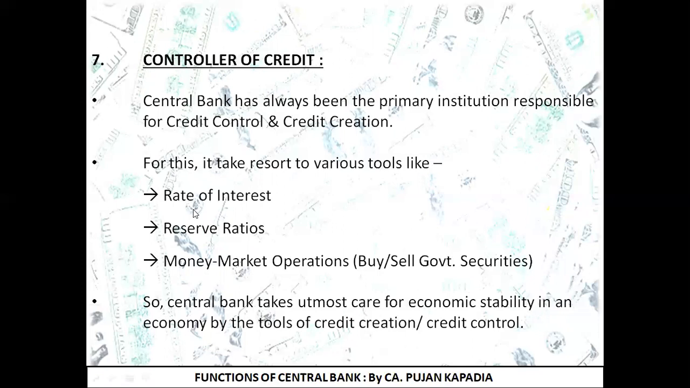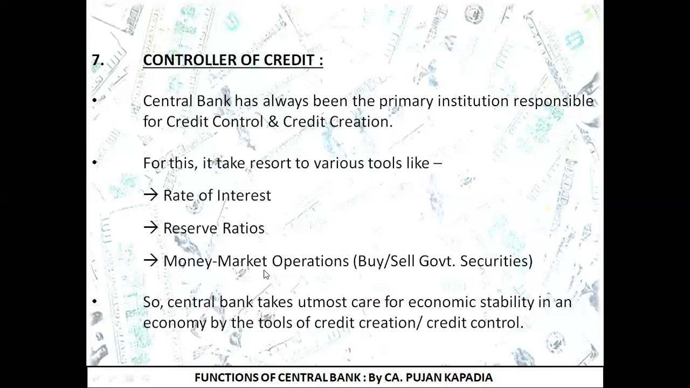They are mainly classified into three parts. First is rate of interest. That is, the bank can adjust the rate of interest in order to ensure that the money supply in an economy is being controlled. Second is changes in reserve ratio. That is, the bank may increase the cash reserve ratio, or it may decrease the cash reserve ratio, in order to ensure proper money supply in an economy.